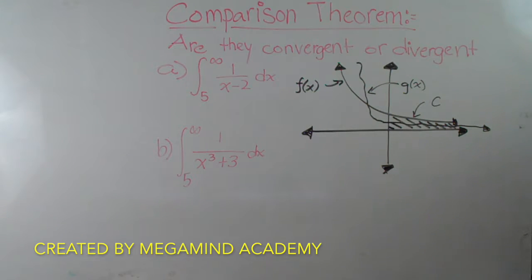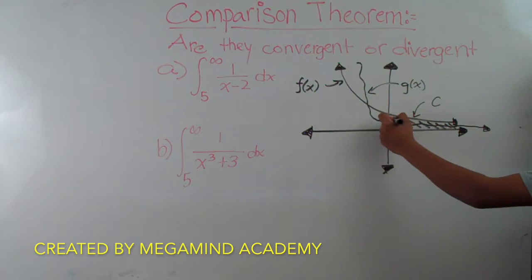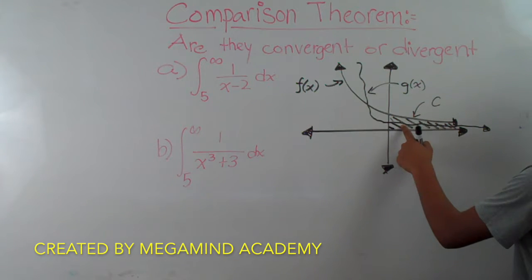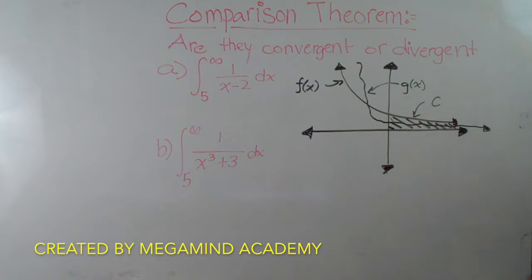Now if we have a finite area minus some area, then that means that we also get a finite area. And we know that this area is not infinite or divergent because it's less than the finite area. That means it also has to be finite, because we're subtracting a finite value from another finite value, and that means we have to get a finite value. So the area under the curve for g of x from 0 to infinity is convergent, or finite.